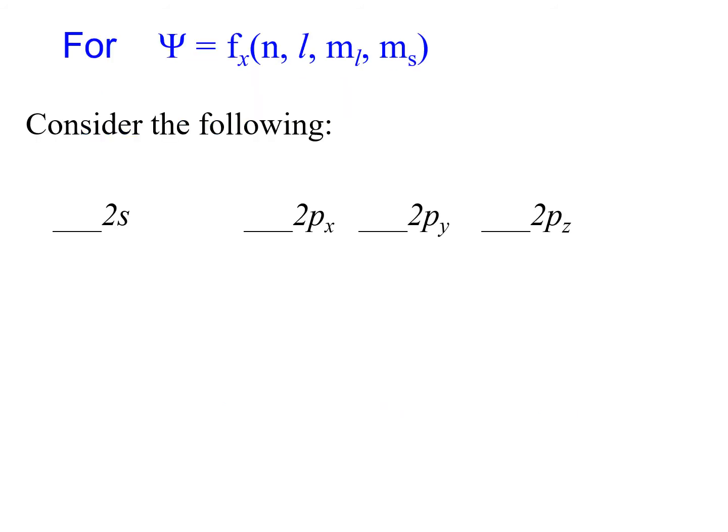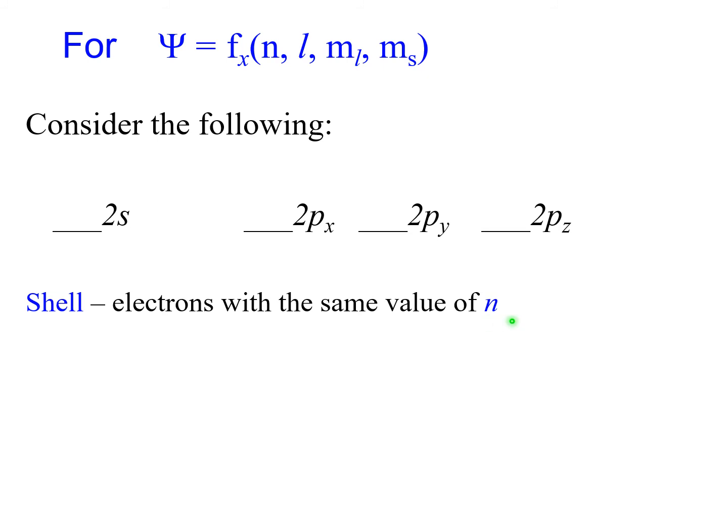Looking at the Schrodinger function for the second quantum shell, 2s, 2px, 2py, and 2pz, let's consider the following. The shell electrons have the same value of n. And so for all shell electrons, their n is the same. And so these are all shell electrons.